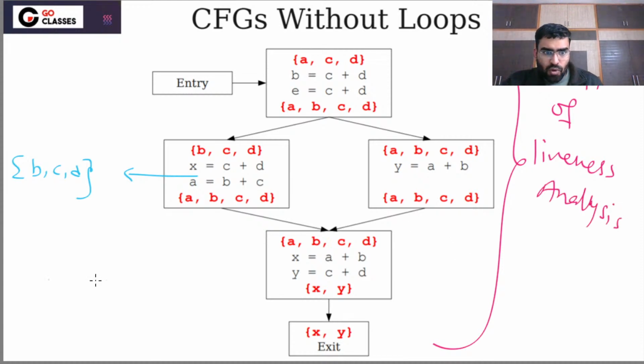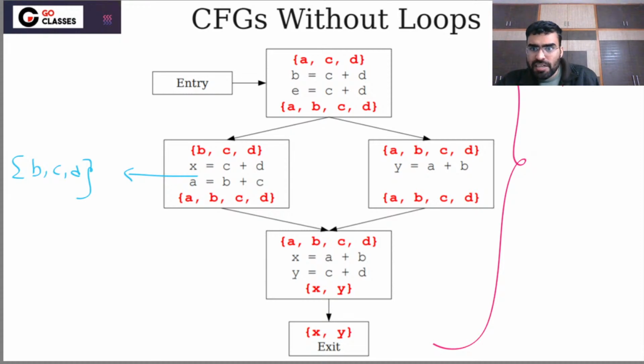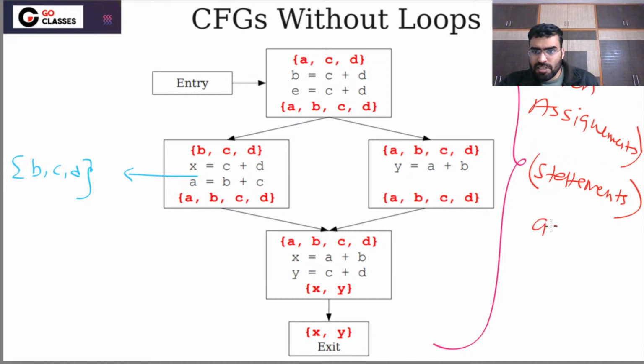Now, tell me what the dead variables are. Which statements can you remove? This is my question. Can anyone tell me which statements you can remove? This is the result of liveness analysis. Now my question is, which statements are dead? Which assignments are dead, or which statements are dead? Can anyone tell me?